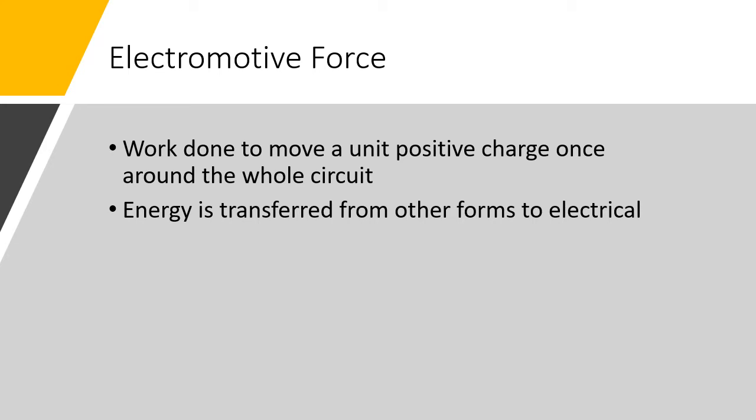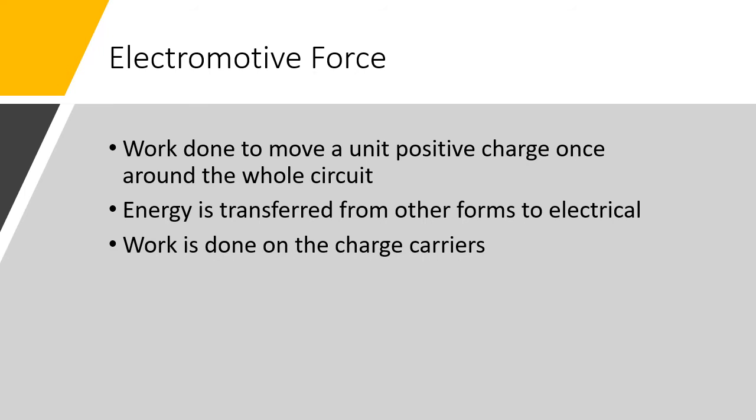When I say other forms, the simplest example is, say, a battery where it goes from chemical to electrical. It can be an LDR where it goes from light energy to electrical. So in the case of electromotive force, the input is the other forms of energy and the output is electrical.